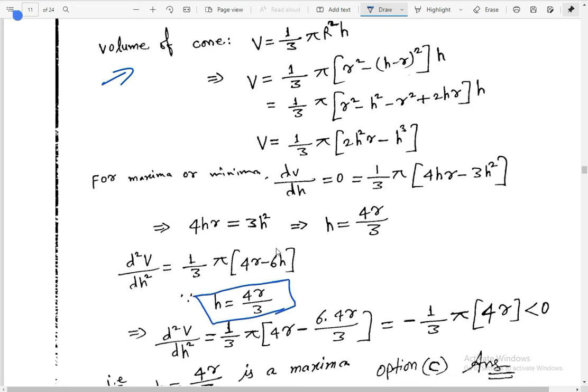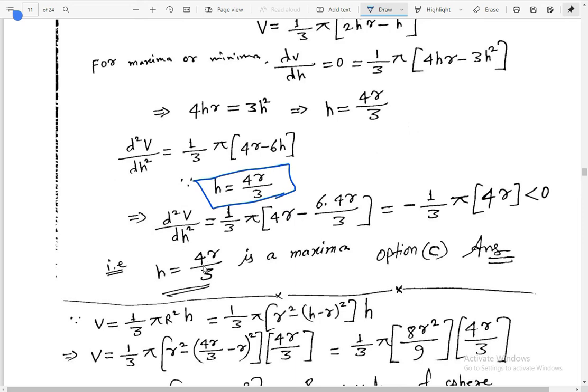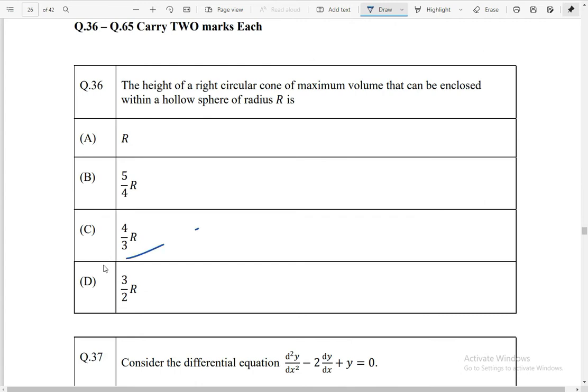To know whether h equal to 4r by 3 is a maxima or minima, we double differentiate and put in the value of h equal to 4r by 3. When we see it is negative, that is less than 0, it is a maxima. So h equal to 4r by 3 is a maxima. So the option here you can see is 4r by 3.